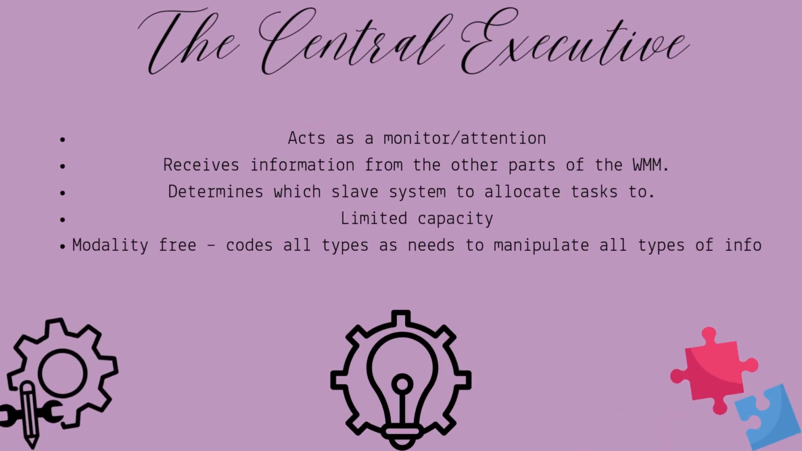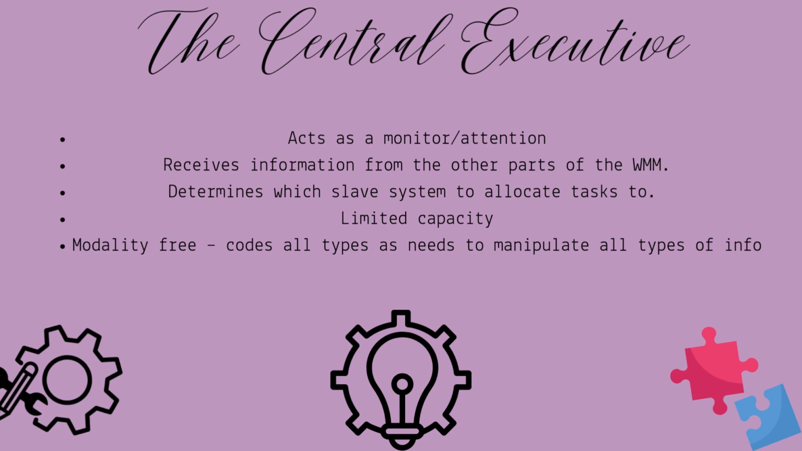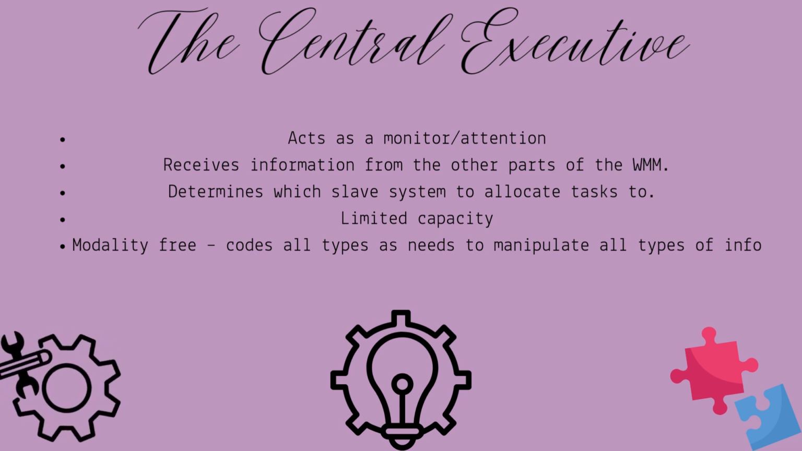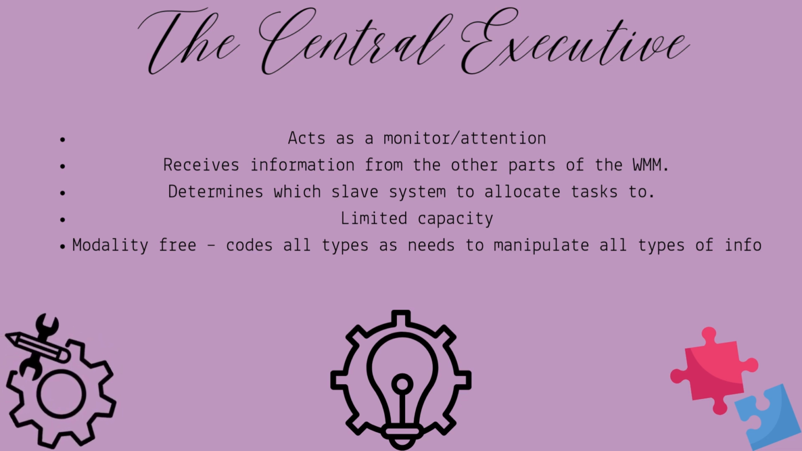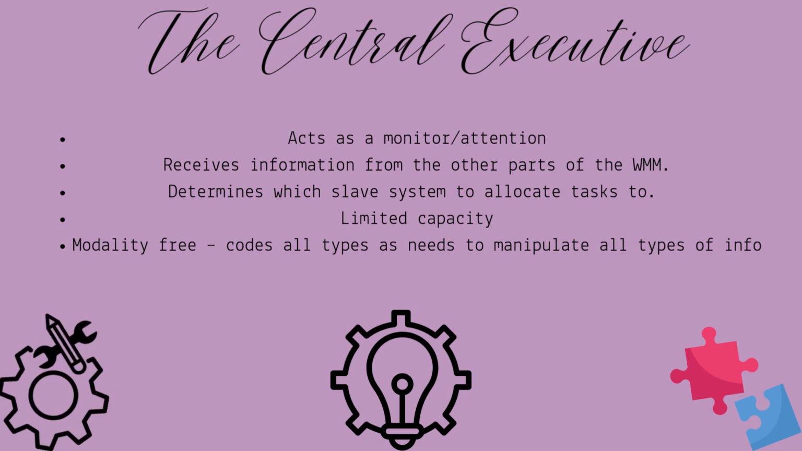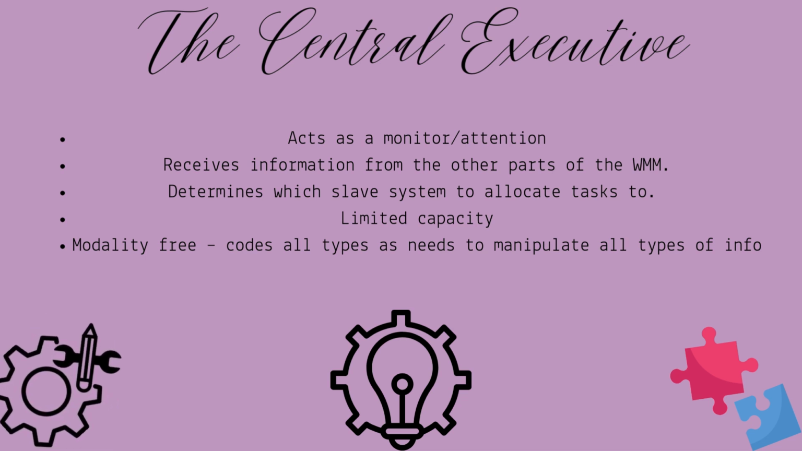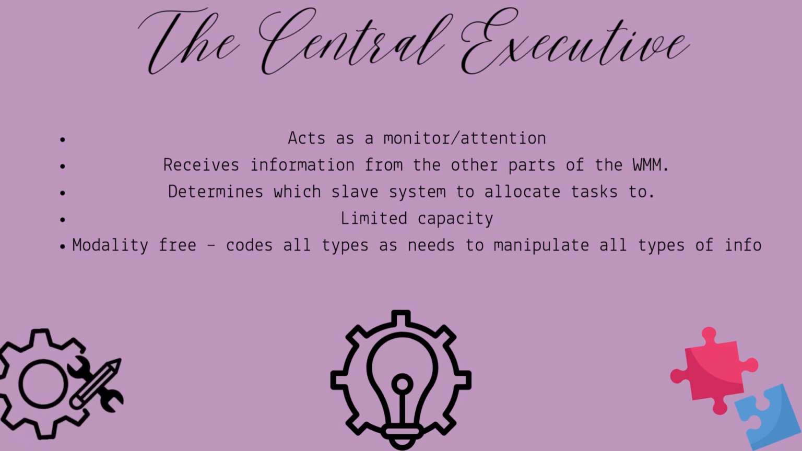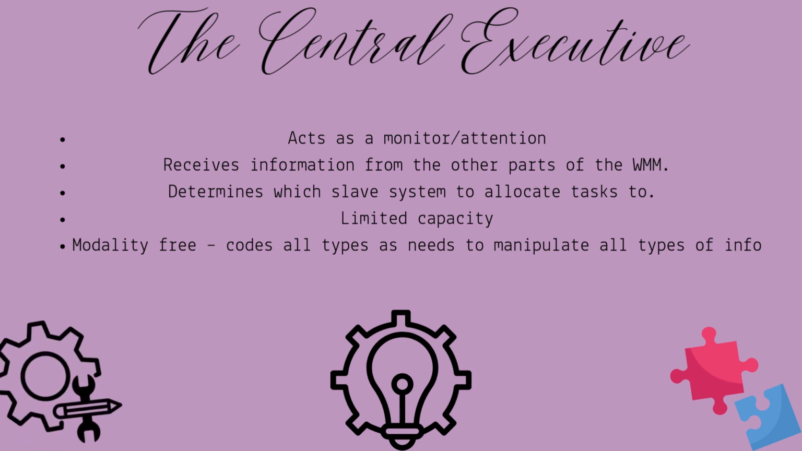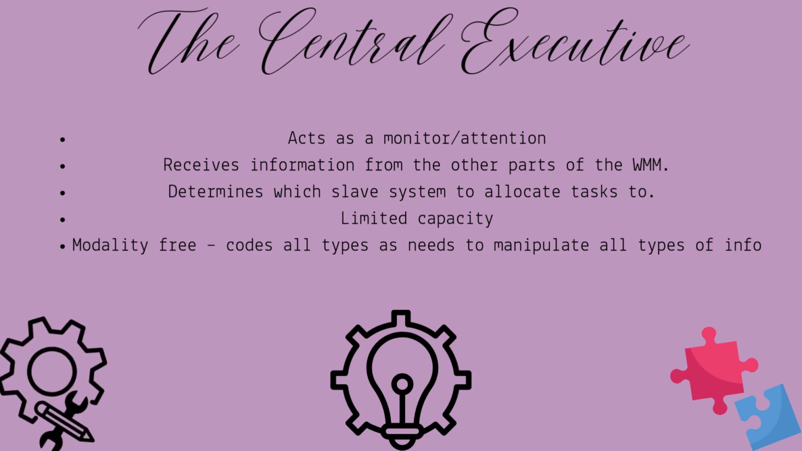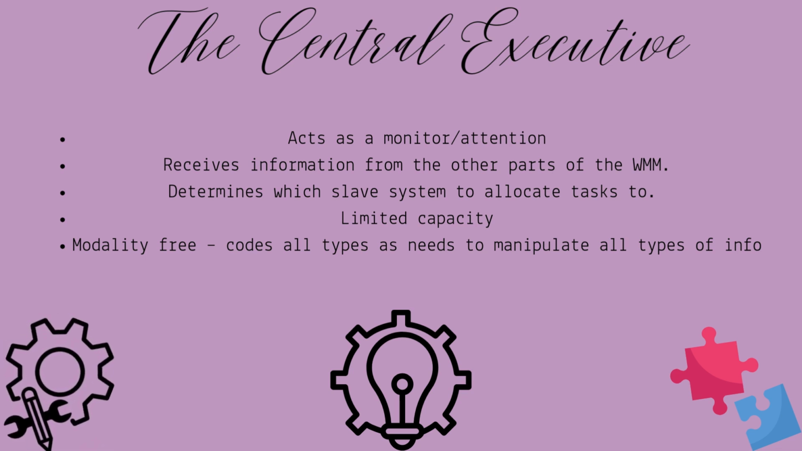The central executive acts as a monitor or attention. It receives information from other parts of the working memory model, and it then determines which system to allocate these tasks to. So think about the motherboard on your computer. It processes all kinds of different types of information and then decides which part of the computer is responsible for which task.